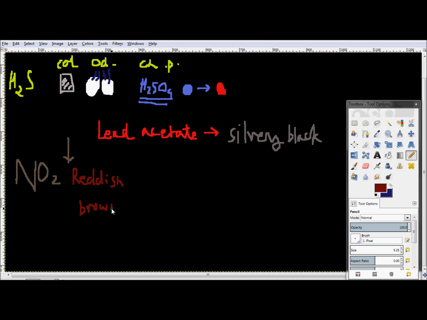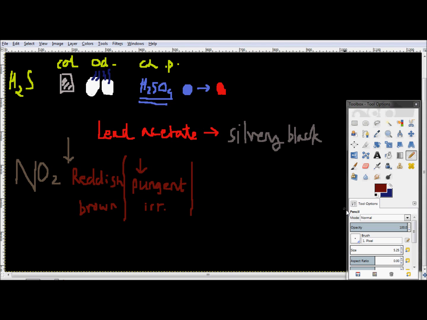Now the odor. In your books it'll probably be written something like irritating odor again, or pungent. I think pungent would be a better word here. It's pungent. If you want, you could learn it as irritating. But again, the major point is that it is not odorless. It does have a distinct odor. It is acidic as well.